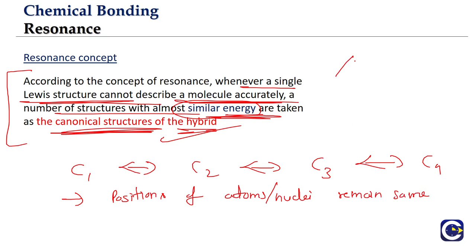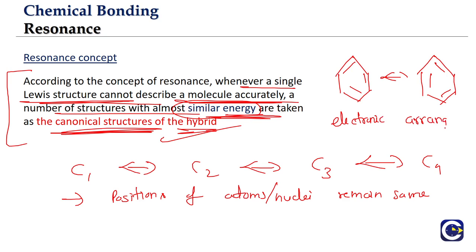When we talked about the two possible bonding structures for benzene, what is the thing that we looked at alternatively? Only the bond positions. Only the electronic arrangement changes. So when we are looking at the canonical structures, what will be the difference between them? Only the electronic arrangement will be different. The atom positions, the nuclear positions, will not change; they will remain as they are.